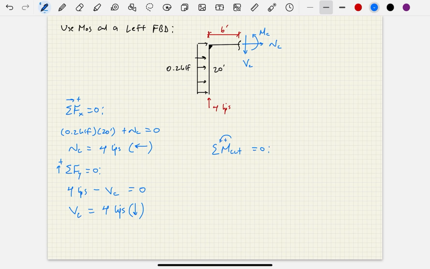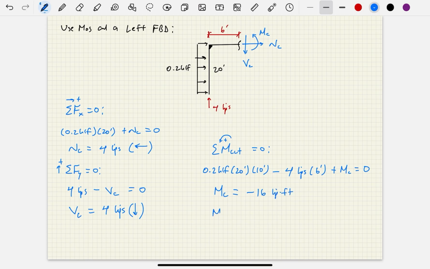And when I write that out, I'm going to have a 0.2 KLF times 20 feet times 10 feet, and then I'm going to have minus 4 kips times 6 feet, and then I'm going to have a plus MC equals 0, okay? And I'm going to do some rearranging. And what should I get? Well, if I move things to the other side of the equation, I'll have 4 times 6 minus 0.2 times 20 times 10. And I get negative 16 kip feet.